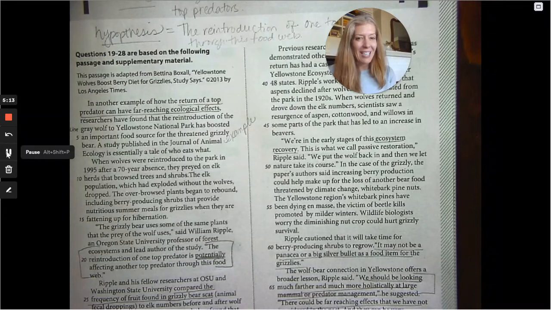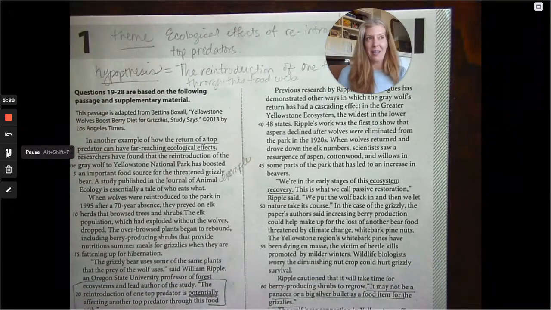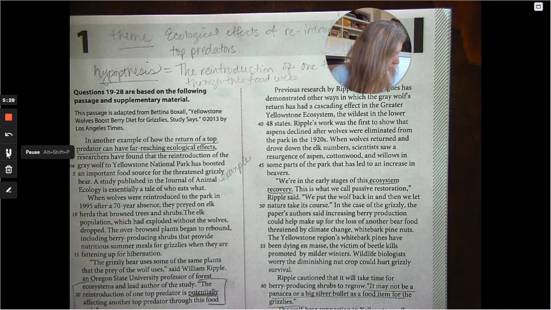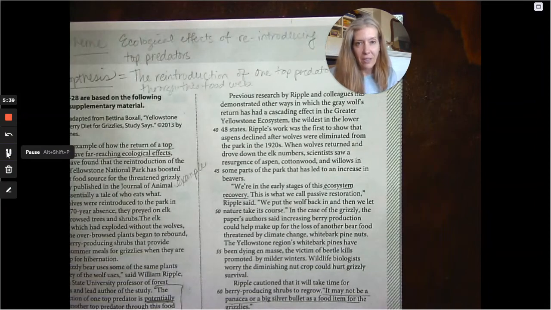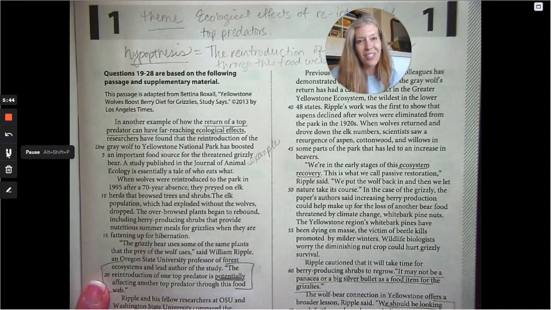I'm done reading. It looks different now, right? I hope so. Okay. Yes, it was like my example. So this wasn't about wolves. This was not about elk. This wasn't about berries, white bark pine nuts. It wasn't about beavers. It wasn't about beetles. It was about the ecological effects of reintroducing top predators. I stole that from the first sentence.